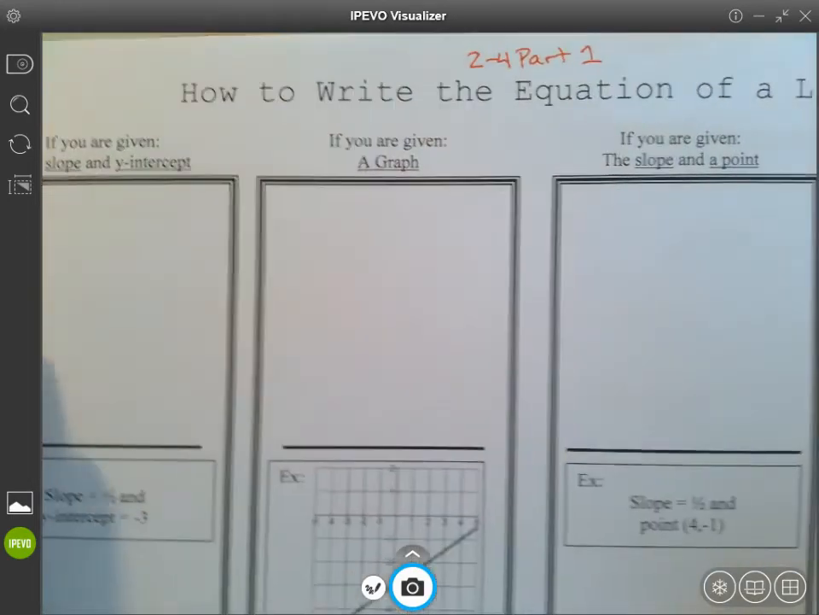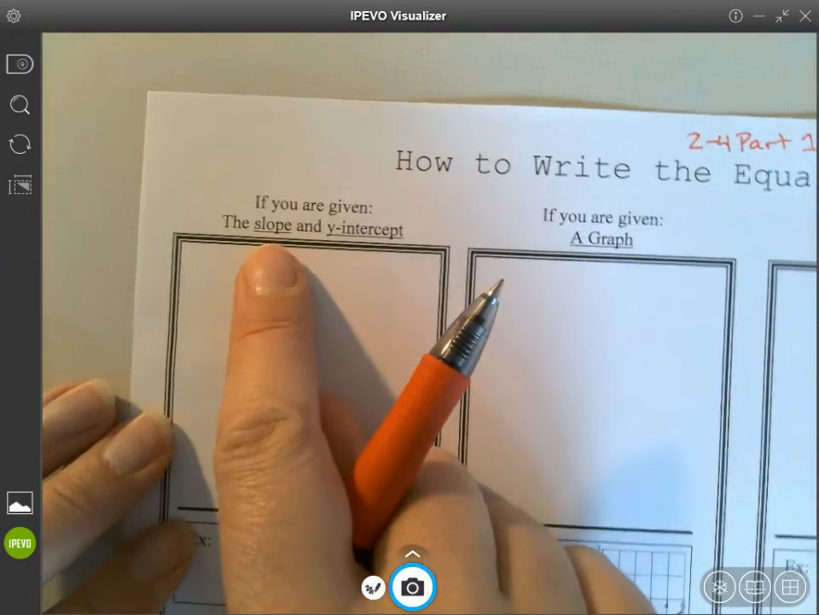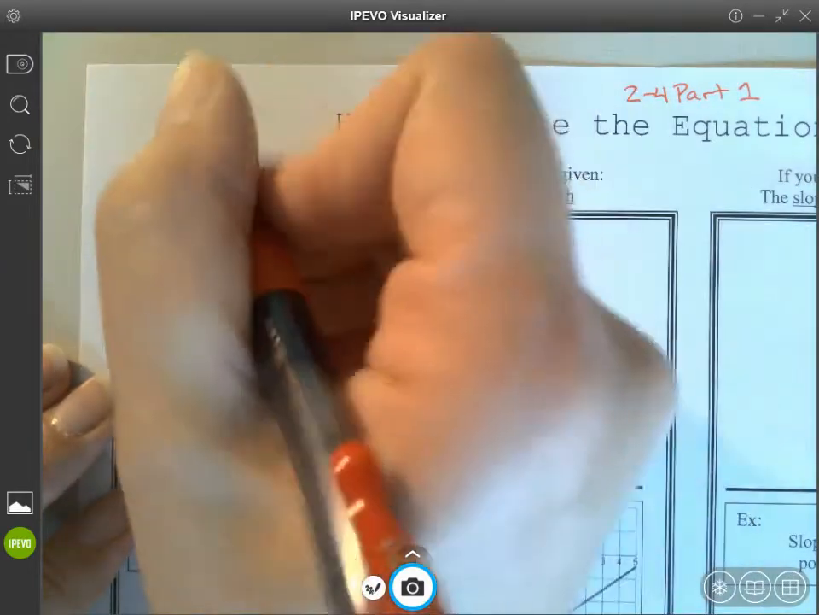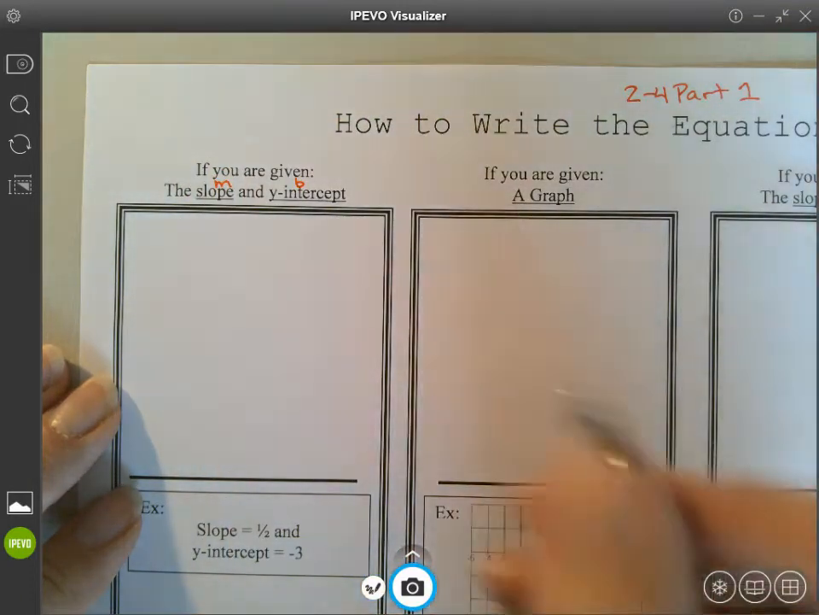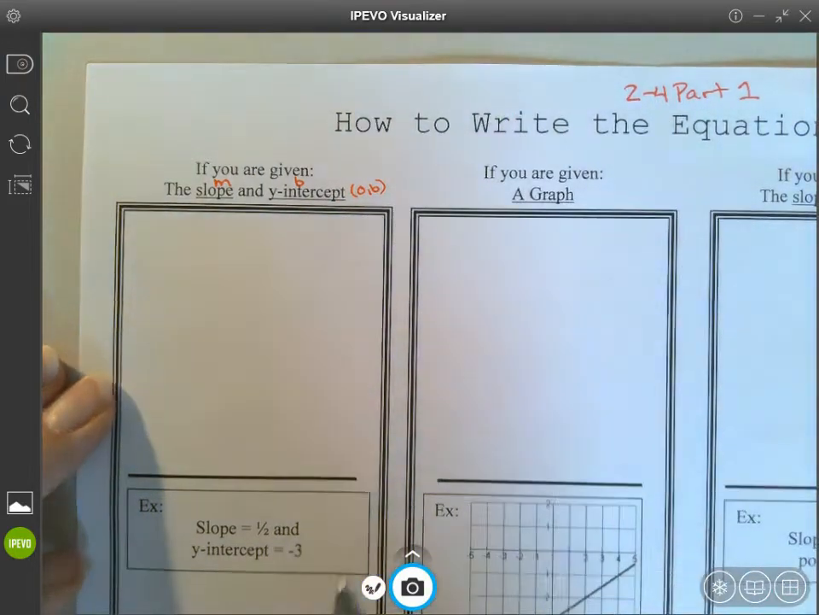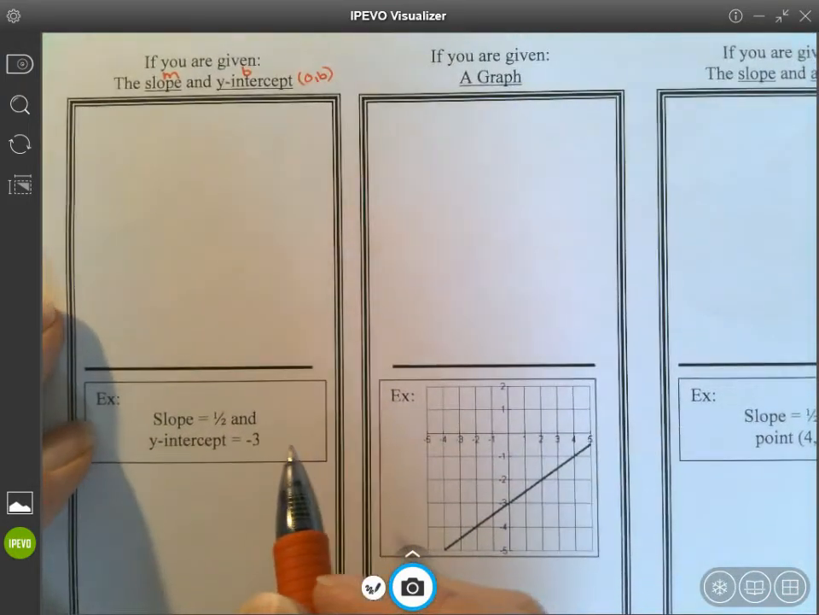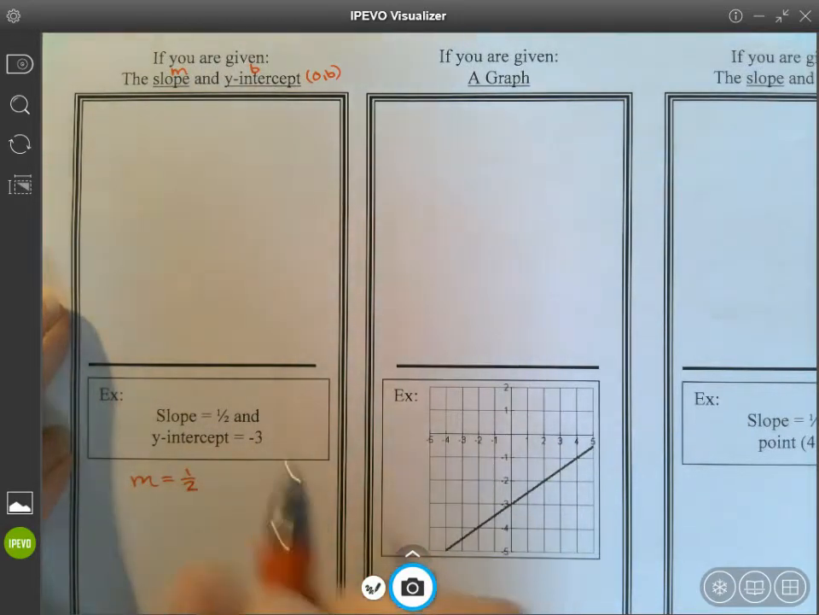All right, this is going to be a review of 2-4 part 1, how to write the equation of a line given different information. So we're going to start off if you are given the slope and the y-intercept. Now, the slope is our m value, and the y-intercept is that b value, which is always going to be an ordered pair of (0, b). So if you're given the slope of 1/2, I want to remind you that that is m equals 1/2. And you're given the y-intercept of -3, that is the same as saying b equals -3.